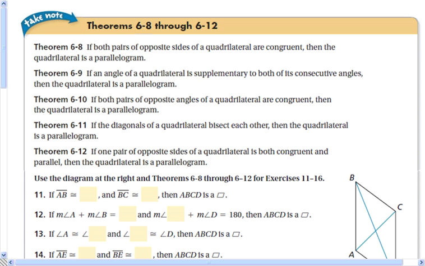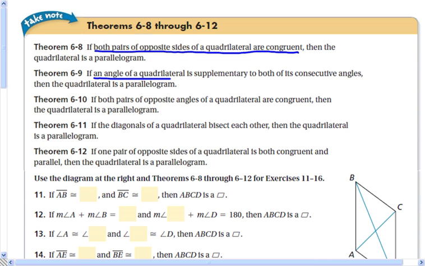All right, there's a bunch of theorems we're going to use here. Here they are. They all deal with how you can prove a quadrilateral is a parallelogram. In 6.8, if both pairs of opposite sides of a quadrilateral are congruent, then the quadrilateral is a parallelogram.